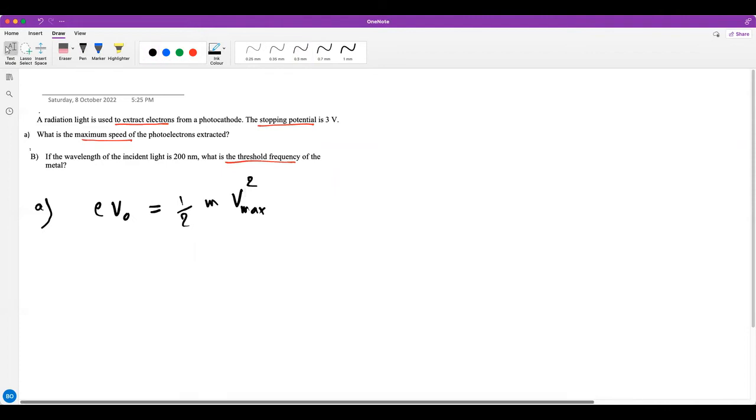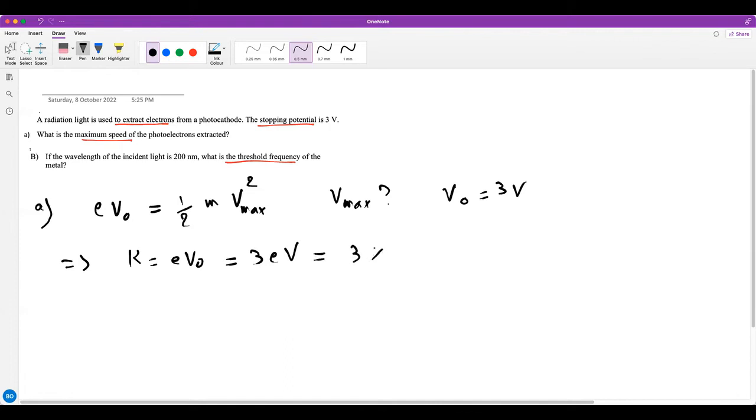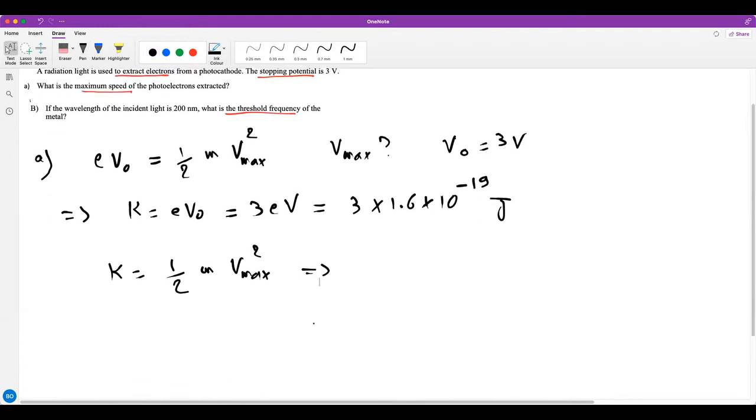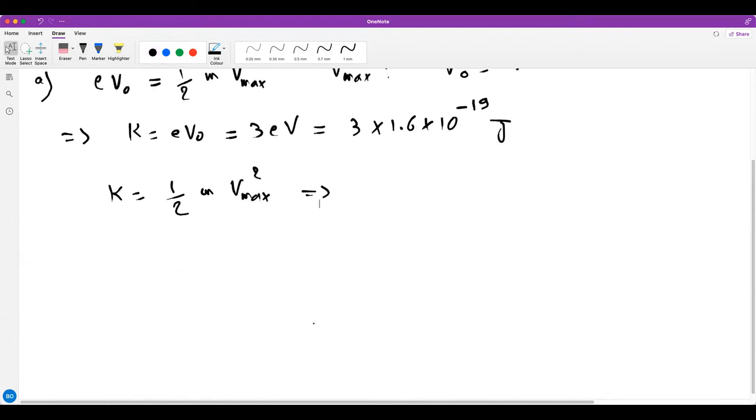Okay, so we want to know v max. We know that the stopping potential is 3 volts. So this means that the kinetic energy, which is equal to eV0, is equal to 3 electron volts. We can also convert it to joules. Now this kinetic energy is equal to 1/2 m v max squared, and we are looking for this maximum kinetic energy.